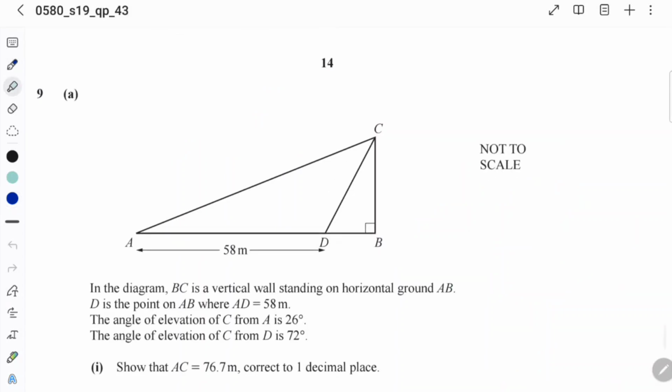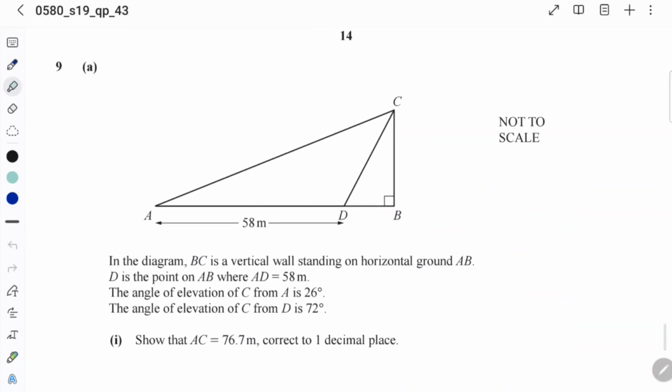Okay. The next question is from 0580 IGCSE, May June 2019, paper 4-3. Question number 9 in this paper: you can see a right angle triangle ABC, and ADC is a non-right angle triangle, which is an obtuse angle triangle, and AD is equal to 58 meters as shown in the diagram. BC is a vertical wall standing on the horizontal ground AB. D is a point on AB where AD is equal to 58 meters.